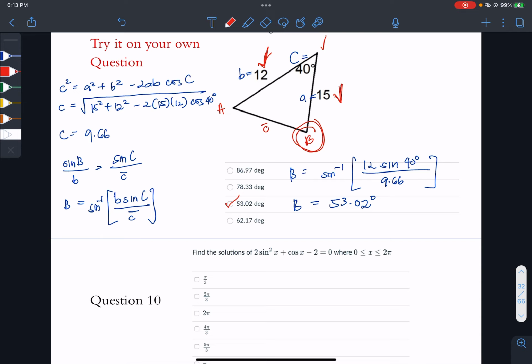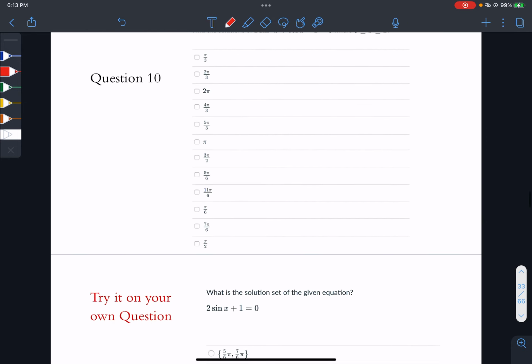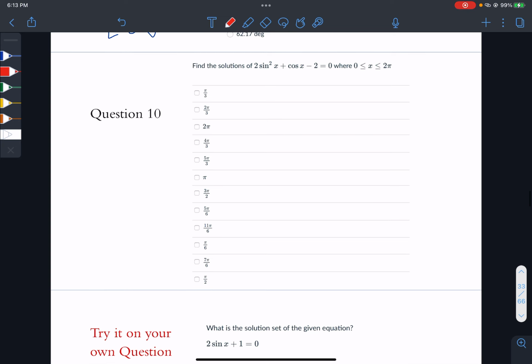Okay, so that is for oblique triangles, no? So next, find the solutions of 2 sine squared x plus cosine x minus 2 is equal to 0. And that is from 0 to 2 pi, no? So let's try to solve this one.